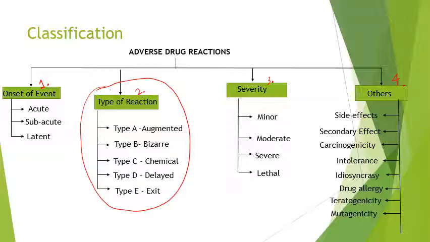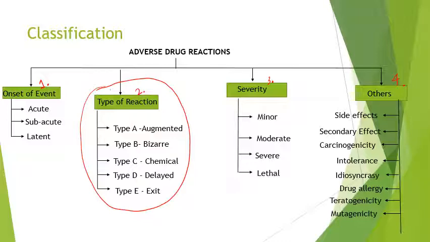Secondary effect is an indirect consequence of a primary action of a drug. For example, tetracycline, which causes suppression of bacterial flora. Now, this suppression may cause superinfection. So, this superinfection is because of the suppression, which was the primary effect of tetracycline. So, this is called as secondary effect.